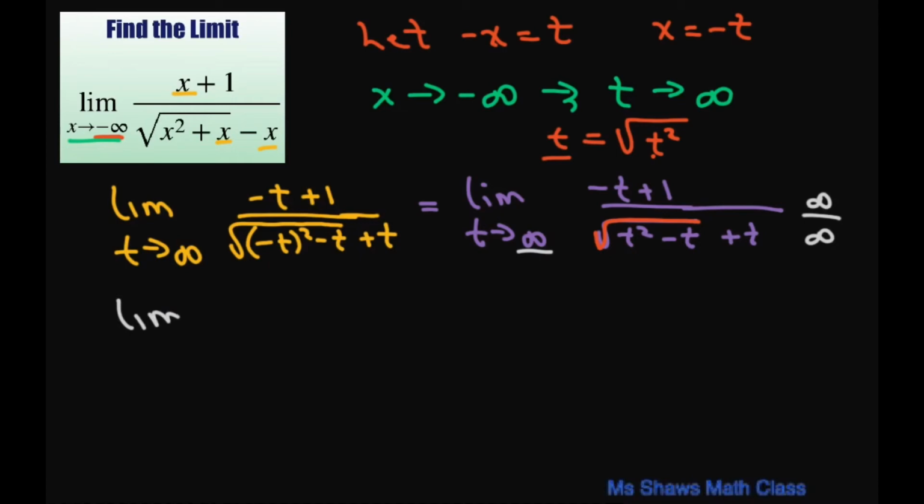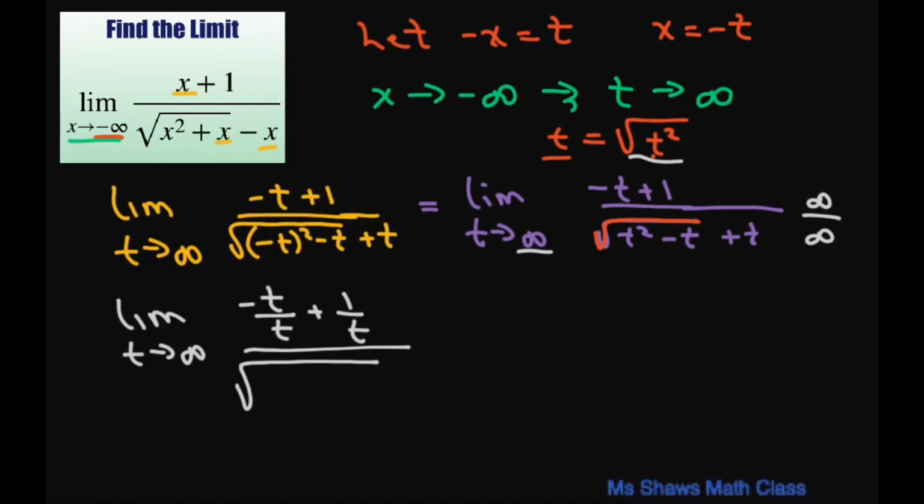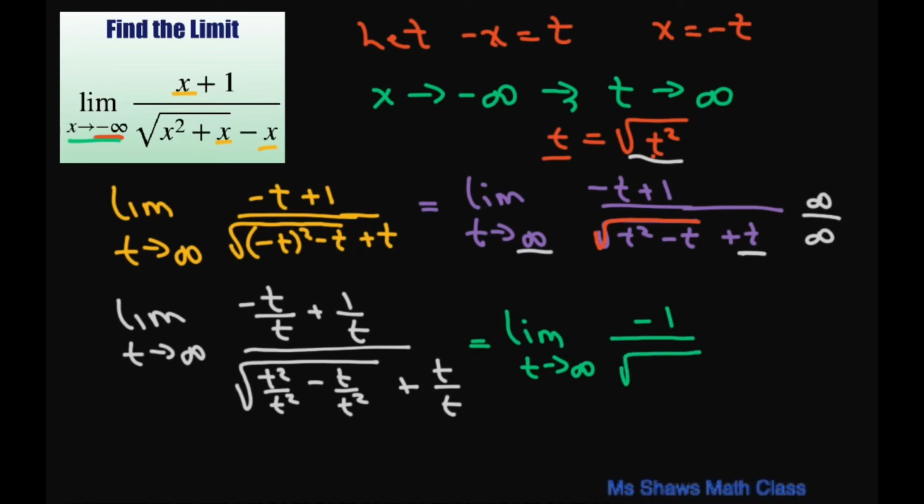We're going to have the limit as t approaches infinity, and we're dividing each term by t. Now under the radical sign, though, our t is going to be t squared. So it's t squared divided by t squared minus t divided by t squared, plus, now this is not under the radical, so that's just t divided by t. This is going to equal the limit as t approaches infinity of negative 1 divided by the square root of 1 minus 1 divided by t, and then this here is plus 1.